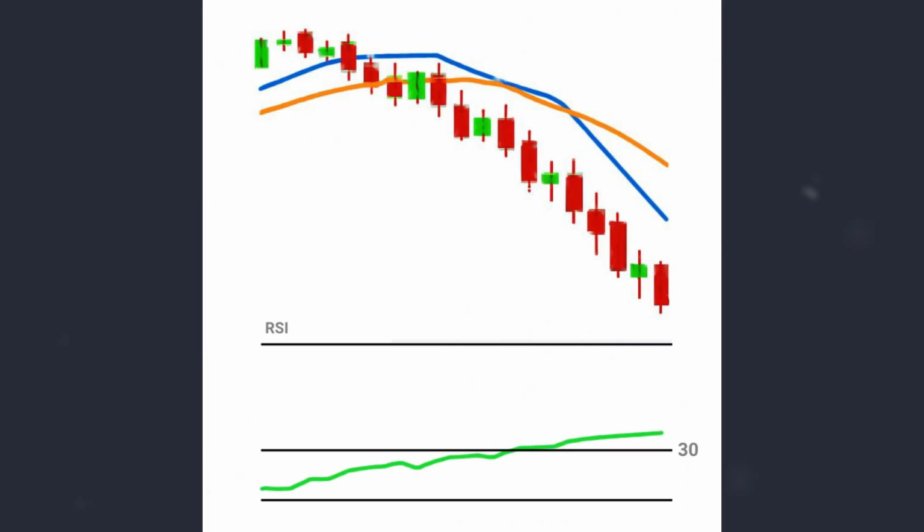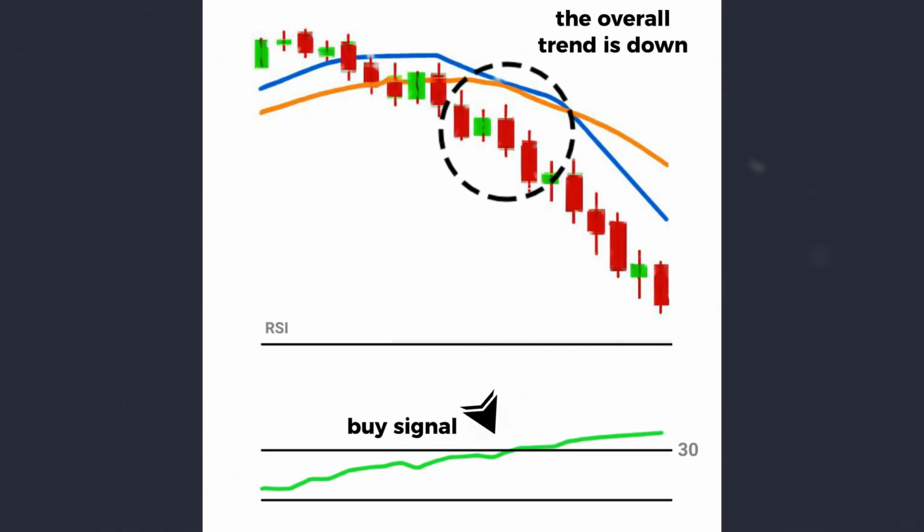Example: RSI is crossing above level 30, coming out of oversold, a typical buy signal. But price is still below the moving average, which indicates the overall trend is down. In this case, we ignore the RSI signal. Remember the rule: be friends with the trend. Does this scenario sound familiar? That's where the moving average protects you from false signals.